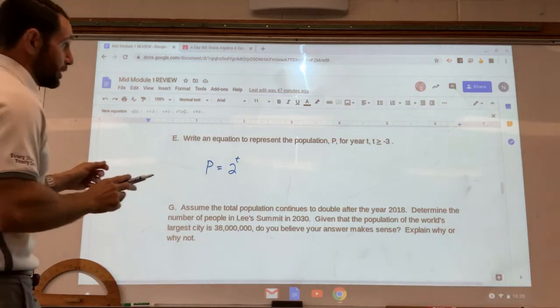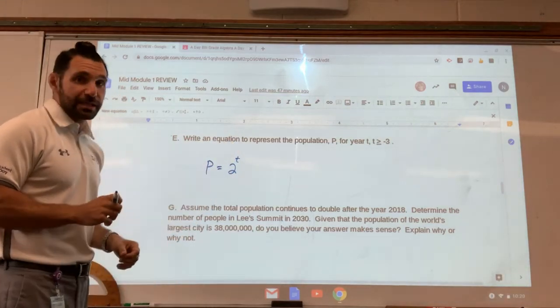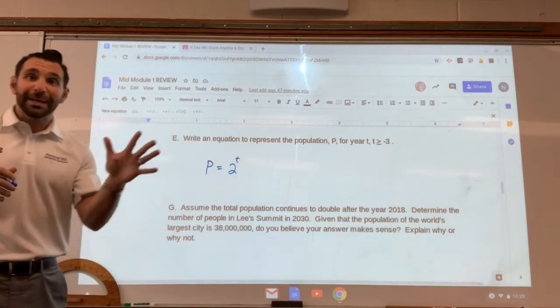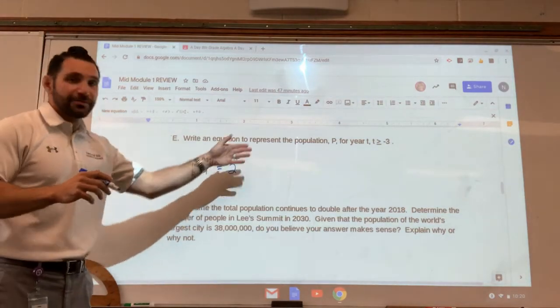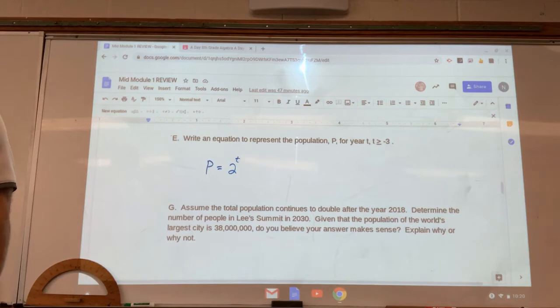So let's say it was tripling. We would have P equals 3 to the T power. What if it was multiplying by 5 every year? Well, it would be P equals 5 to the T, because each year that happens, we have to multiply it again.